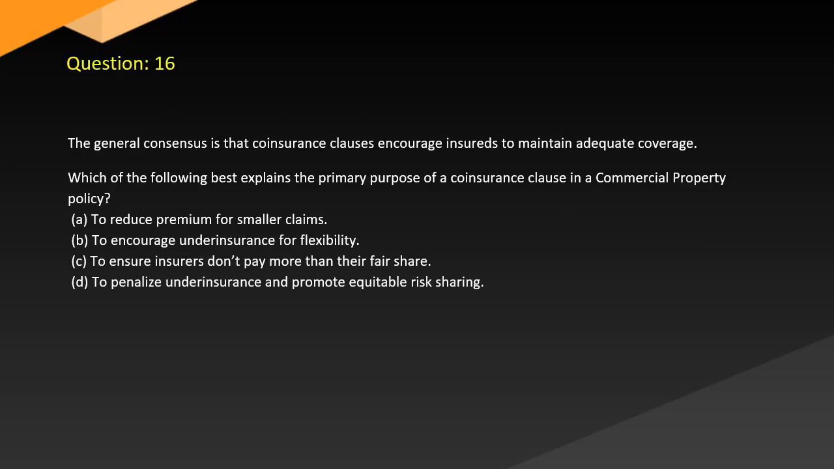Question 16. The general consensus is that coinsurance clauses encourage insureds to maintain adequate coverage. Which of the following best explains the primary purpose of a coinsurance clause in a commercial property policy? A. To reduce premium for smaller claims. B. To encourage underinsurance for flexibility. C. To ensure insurers don't pay more than their fair share. D. To penalize underinsurance and promote equitable risk sharing.